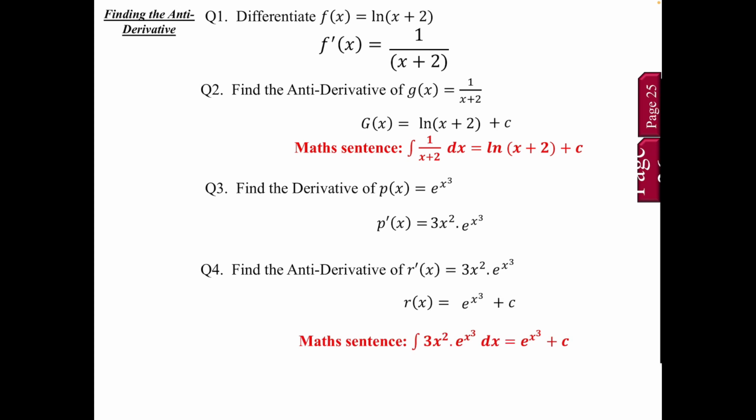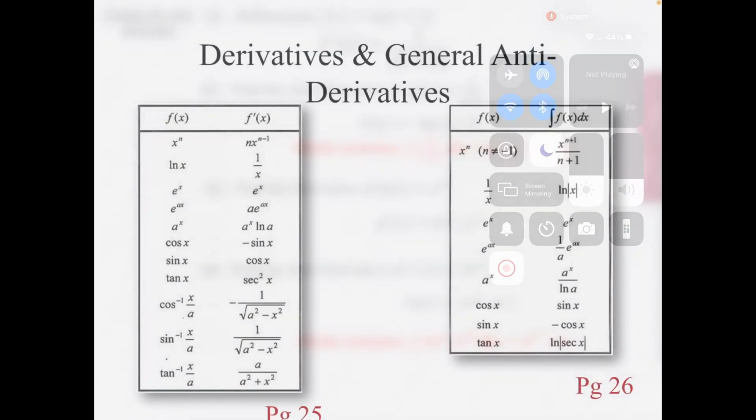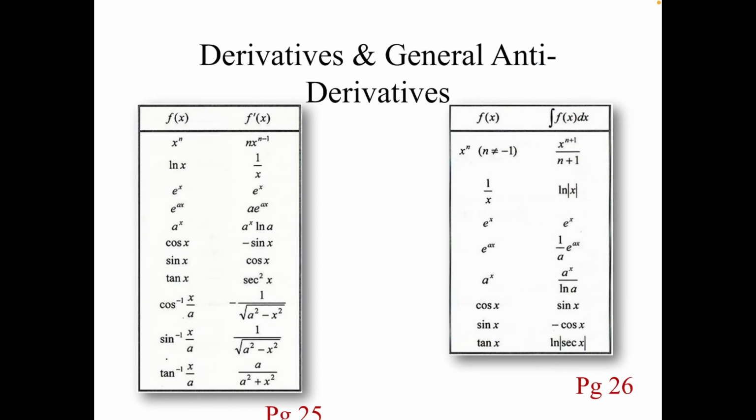An antiderivative is the process of undoing the differentiation. The derivatives and the antiderivatives are given in your formula booklets on page 25 and 26.